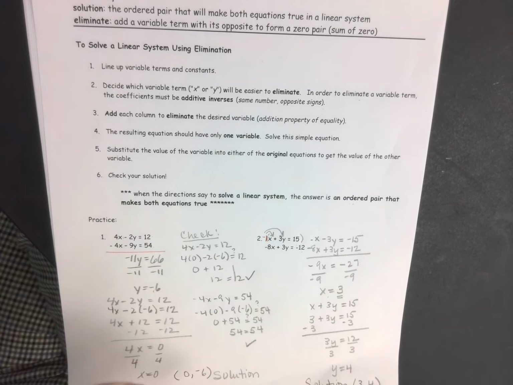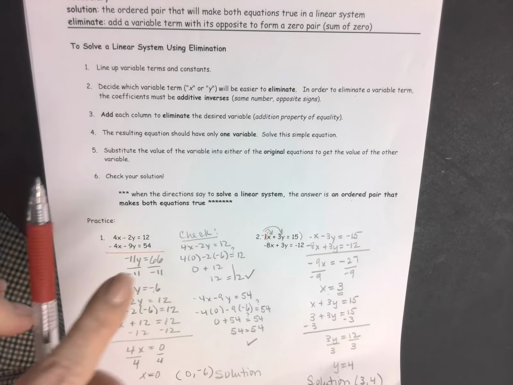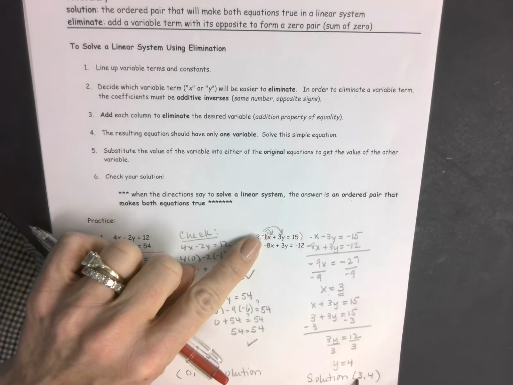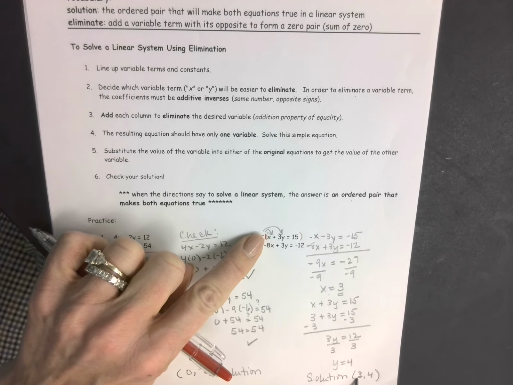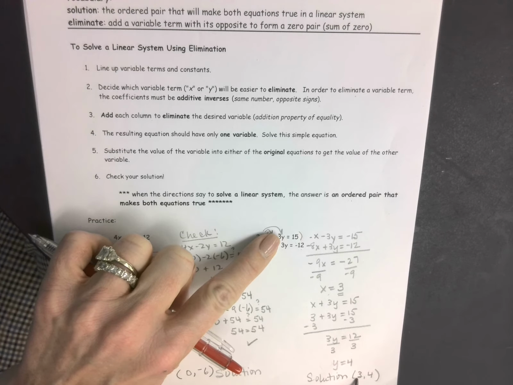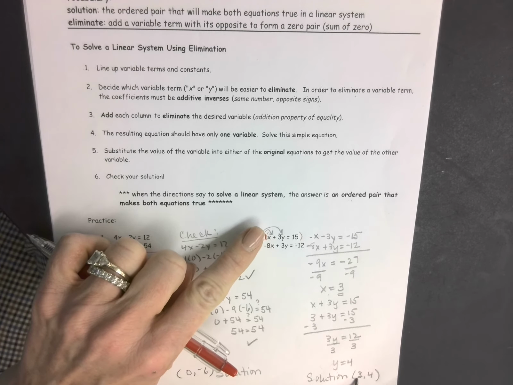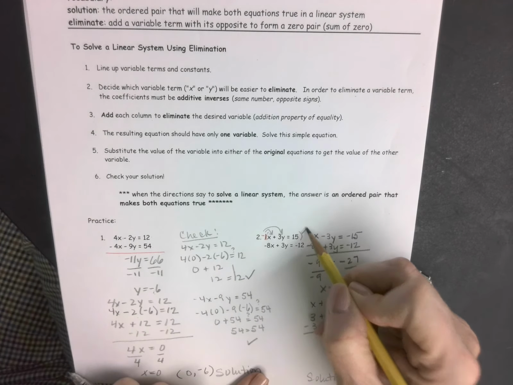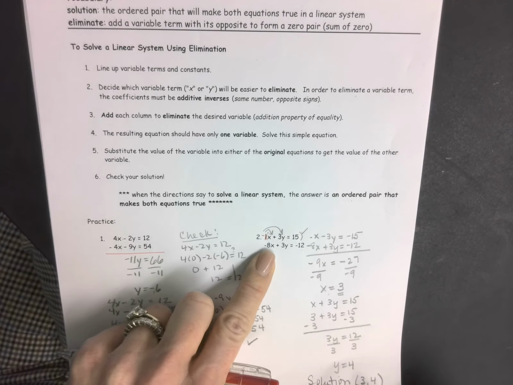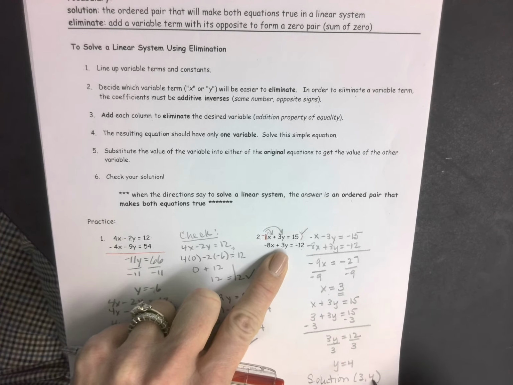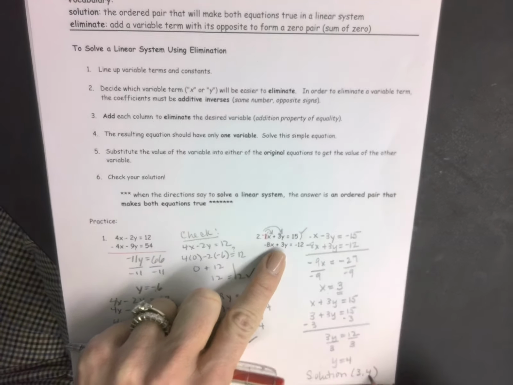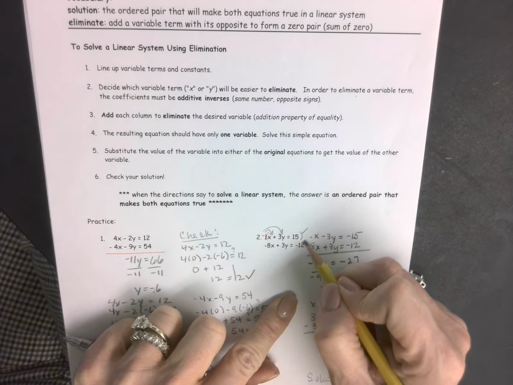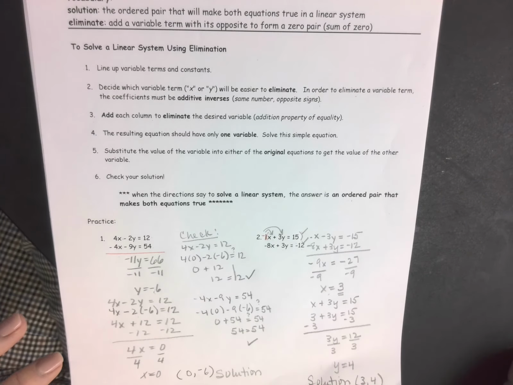I'm just going to do a quick informal check here. So if I substitute 3 in for x, we get 3 plus 3 times 4. 3 times 4 is 12. 3 plus 12 is 15. It checks in the first equation. Negative 8 times 3 is negative 24. 3 times 4 is 12. Negative 24 plus 12 is negative 12. Checks in our second equation. Okay.